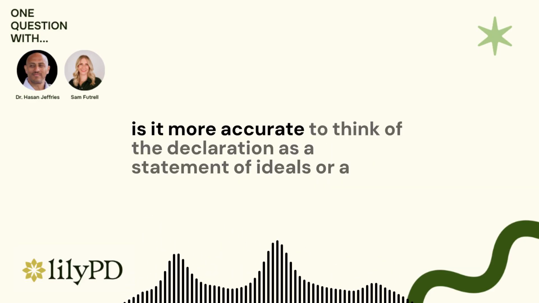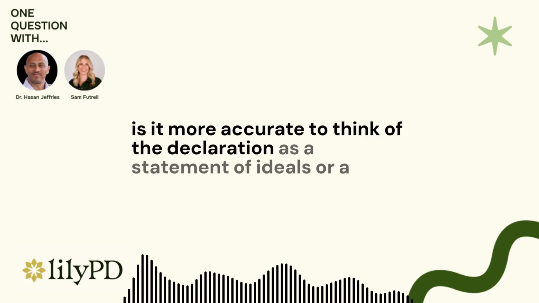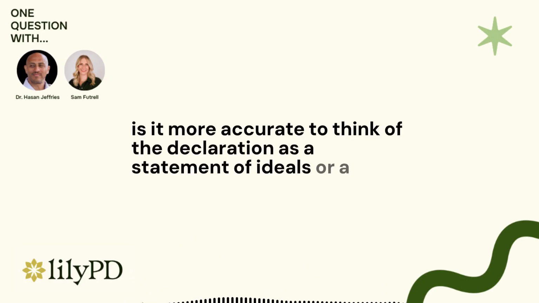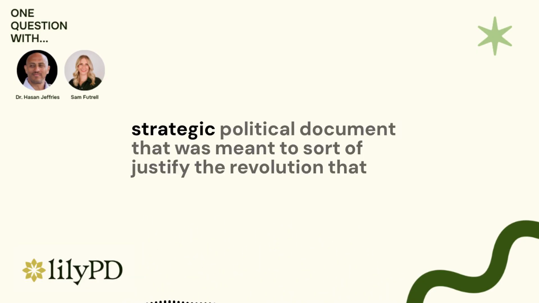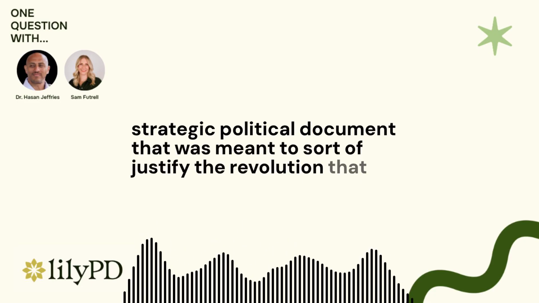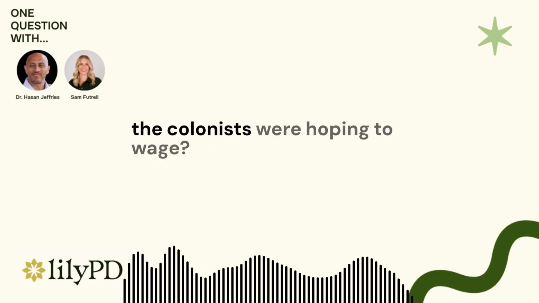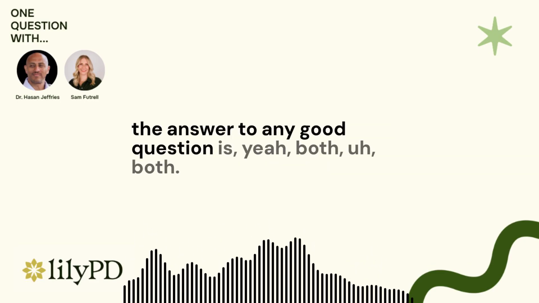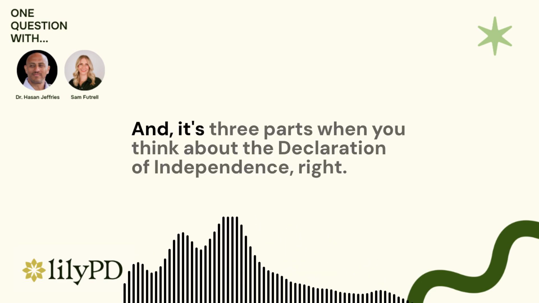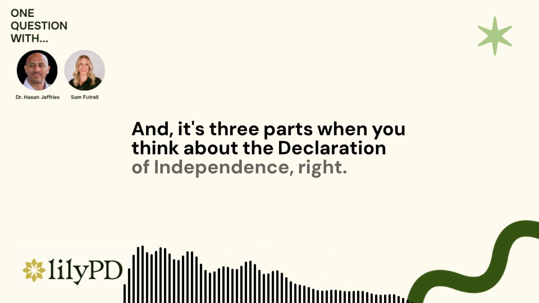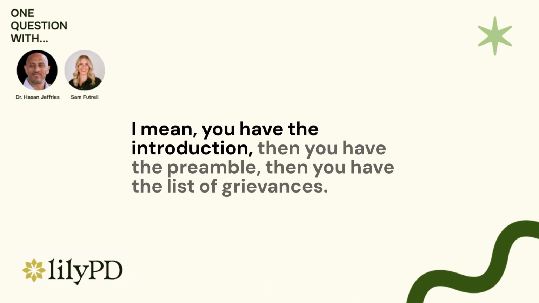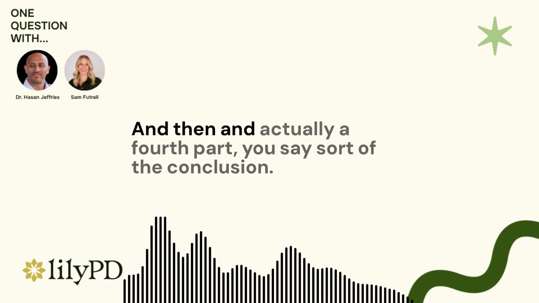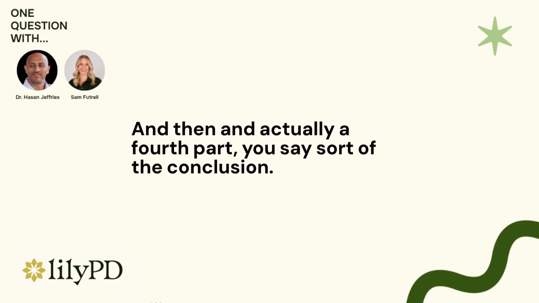Is it more accurate to think of the Declaration as a statement of ideals or a strategic political document that was meant to justify the revolution that the colonists were hoping to wage? Both. The answer to any good question is yeah, both. And it's three parts when you think about the Declaration of Independence, right? You have the introduction, then you have the preamble, then you have the list of grievances, and actually a fourth part, you could say the conclusion.